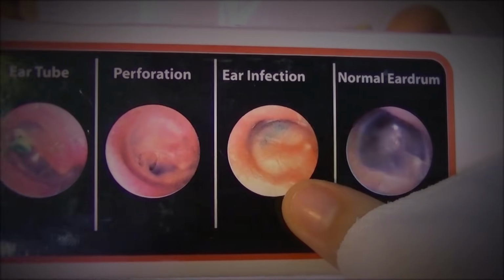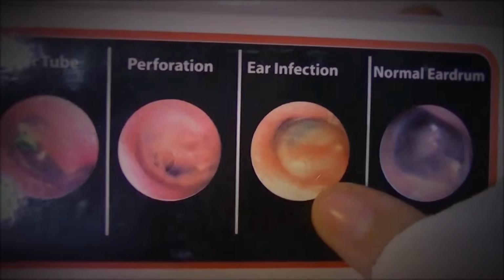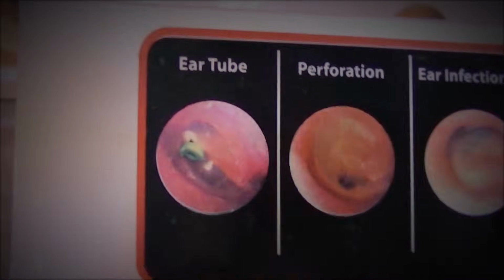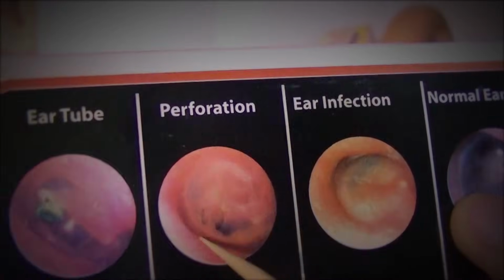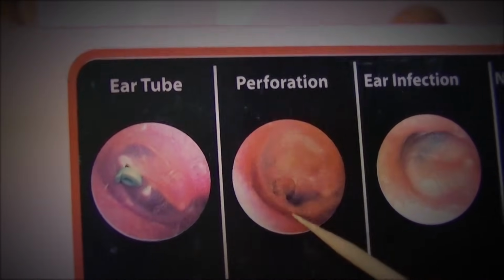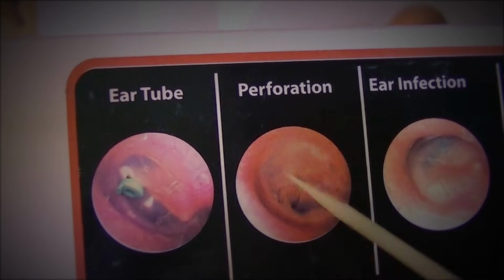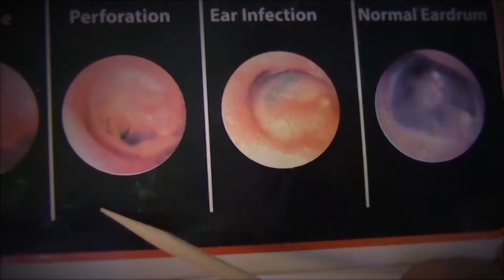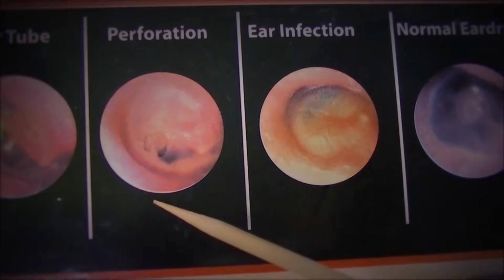This is what it looks like with an ear infection. You can see that it's inflamed. The opacity is very different. Over here, this is what a perforation would look like if you had a tear in your eardrum. We don't want that. And this is if you had an ear tube, but for now we're looking at these three. Normal, infected, perforation.